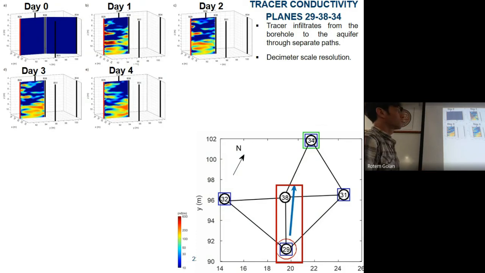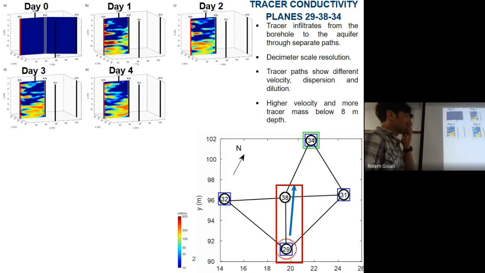We see that at the bottom part, the velocity is higher than at the upper part. Yeah, and we see that we can resolve the perforation paths at the decimeter scale. So this is very high resolution that we haven't seen in other methods like ERT, which is very common for monitoring saltwater tracer tests. Yeah, so this I mentioned. Most of the mass is below 8 meters.